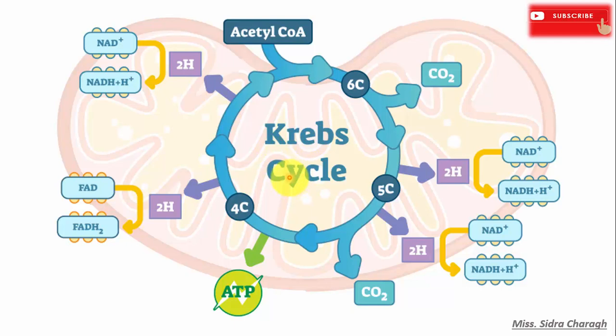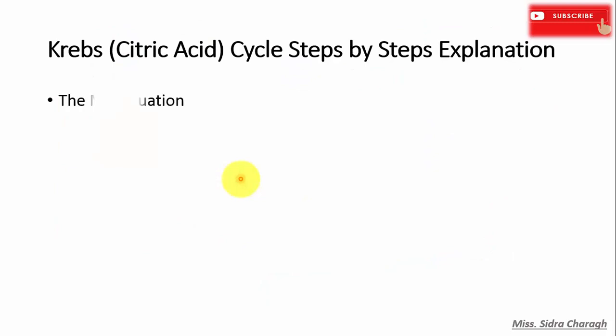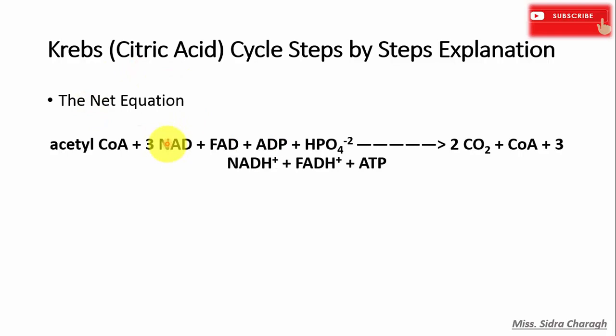Actually, the citric acid cycle oxidizes glucose, 6-carbon compound derivatives, fatty acids and amino acids to carbon dioxide through a series of enzyme-controlled steps. Let's summarize the citric acid cycle in the form of an equation. Acetyl-CoA, 3 NAD, FAD, ADP and HPO4 join together and result in 2 moles of carbon dioxide, coenzyme A, 3 moles of NADH, 1 mole of FADH and 1 mole of ATP.